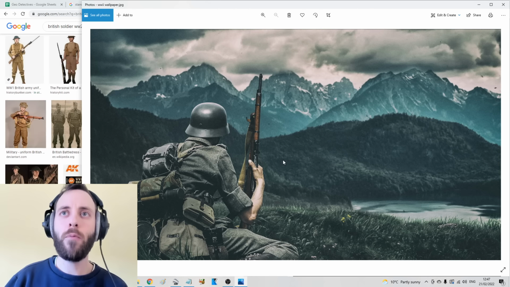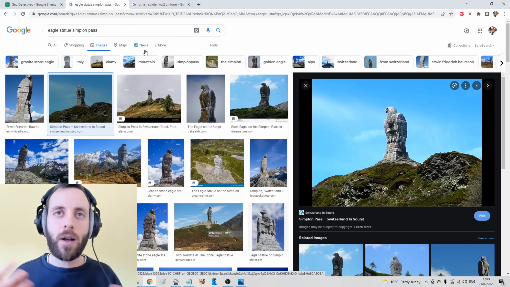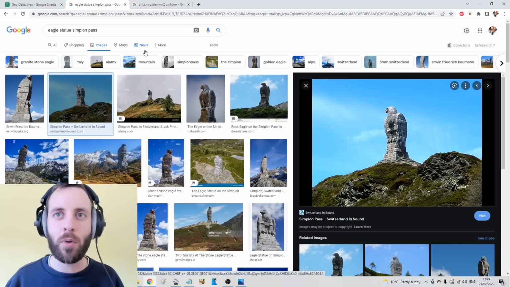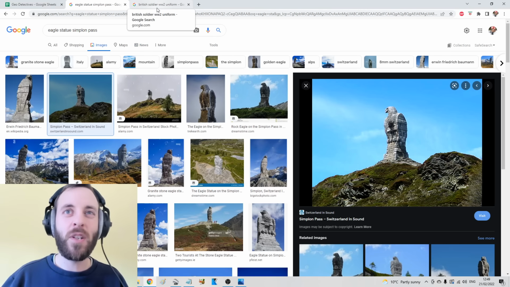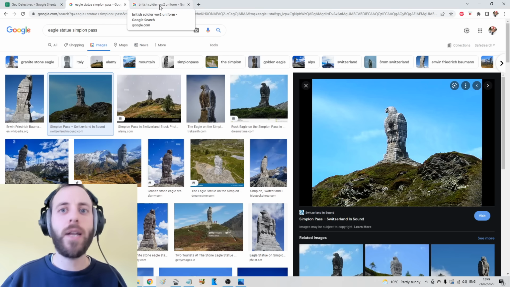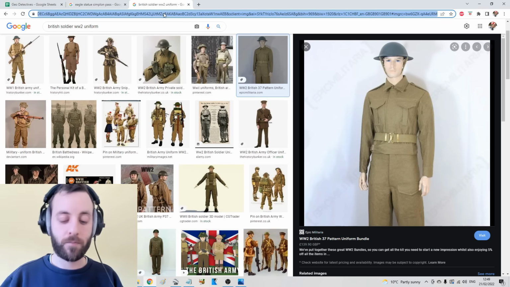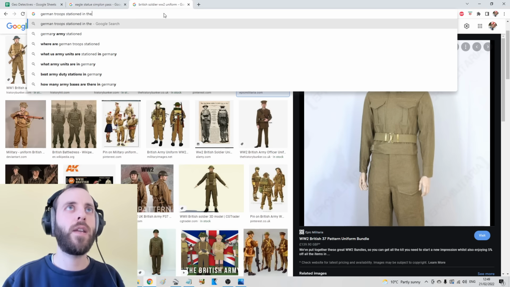So where were German troops based? I would imagine they were based in all three countries. So I'm going to do a bit of Googling now. I'll probably skip a lot of this until I just get the results that I need, because it's kind of the boring stuff. I'm just going to try and find out, you know, where they were and weren't based, basically. So here goes, Google time. German troops stationed in the Alps.